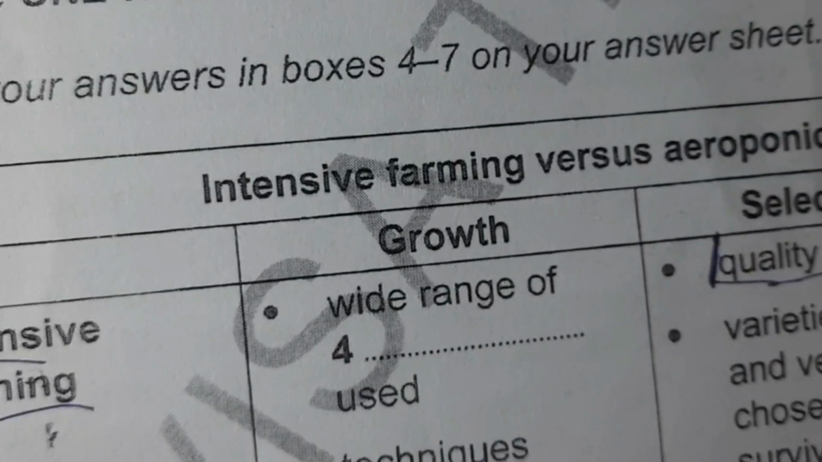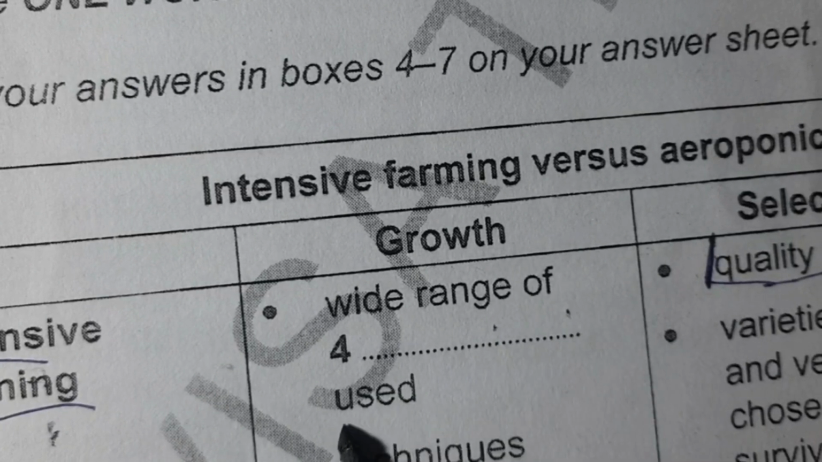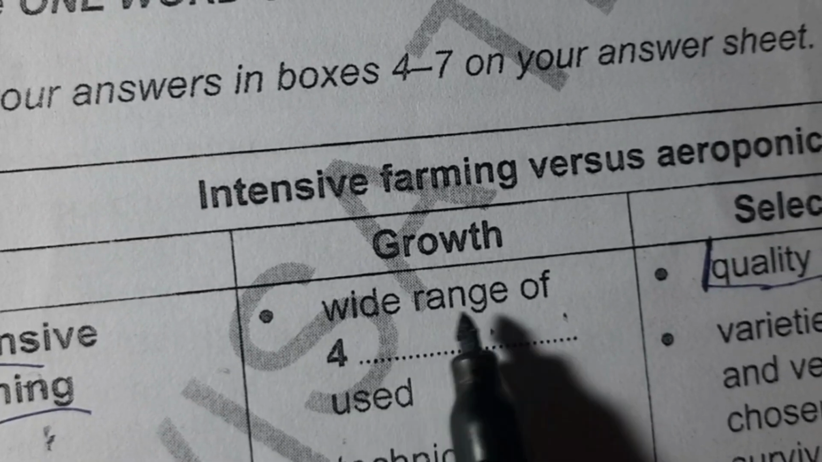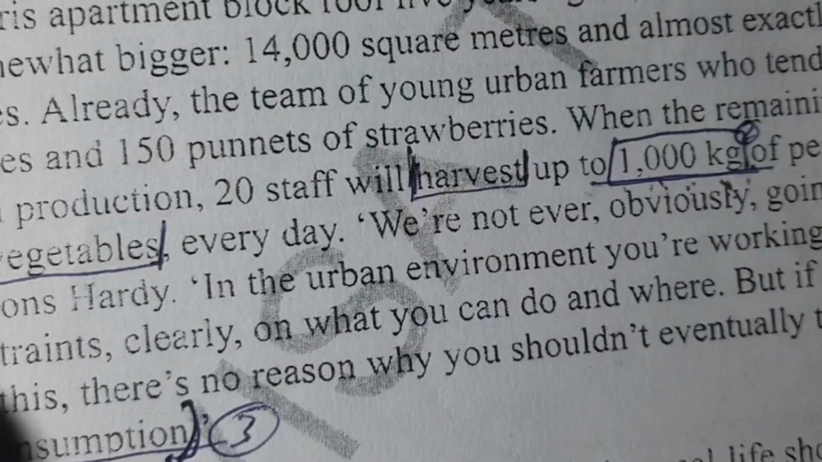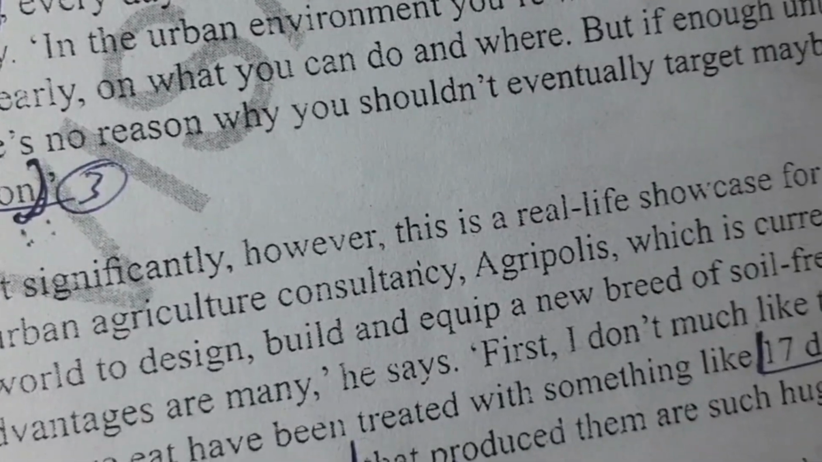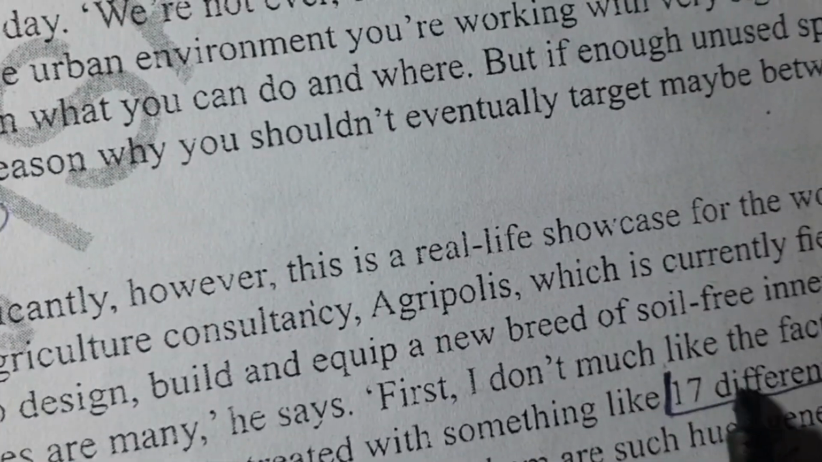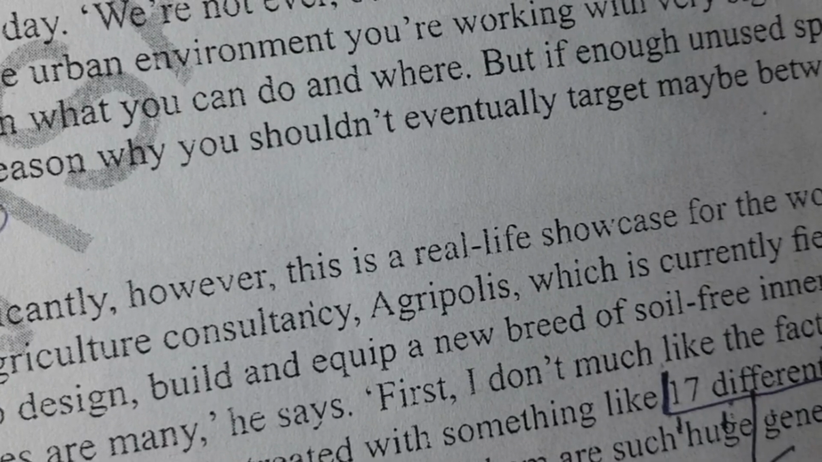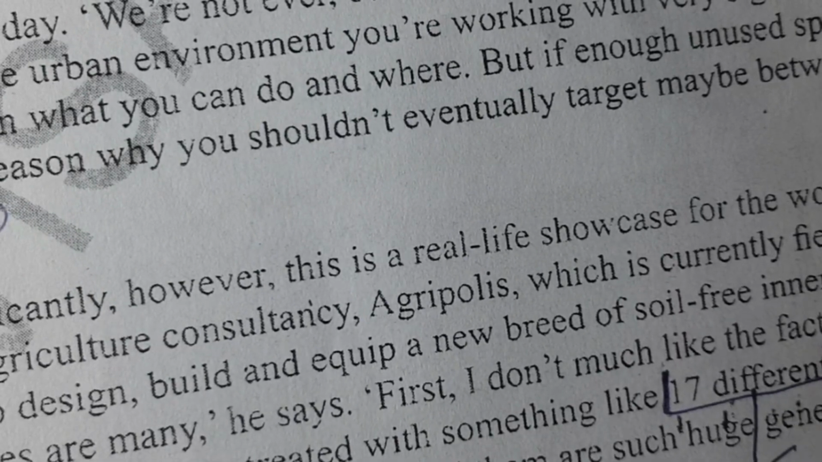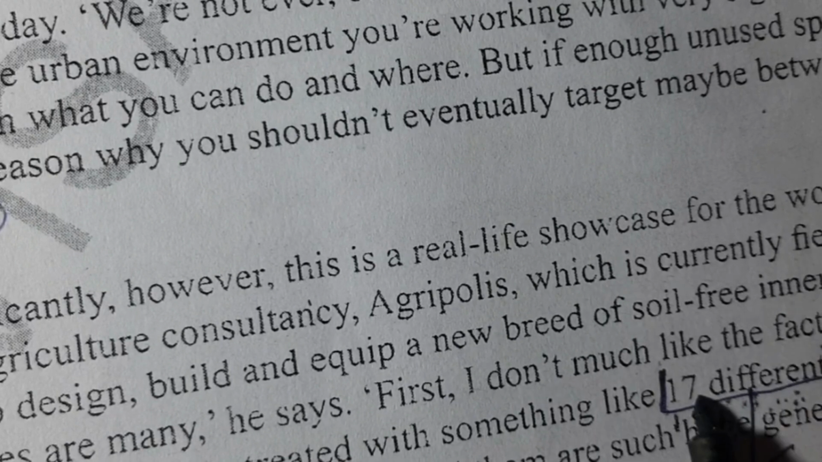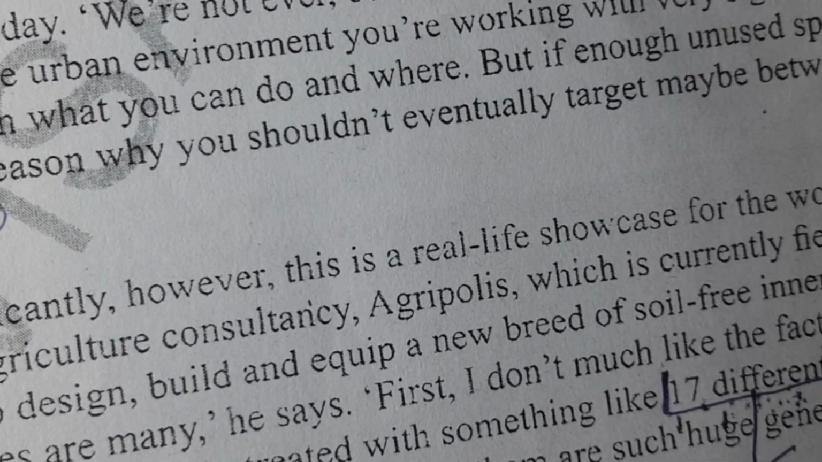Let's find the next table. Intensive farming, wide range of dash used. We find the wide range of dash used. And next, technique pollutes air. Let's find it. Wide range. Here we see in the third paragraph 17 different pesticides or that intensive farming techniques. We find different. It means that wide range of things called pesticides. This is the fourth blank.